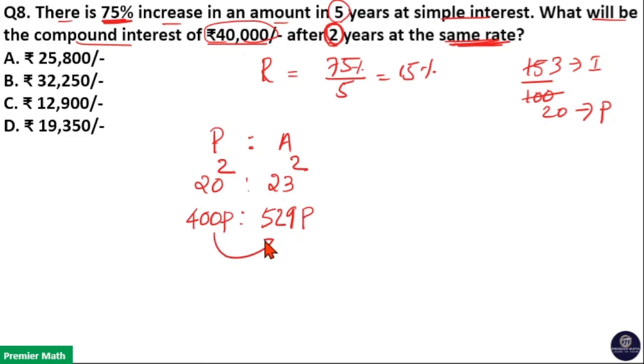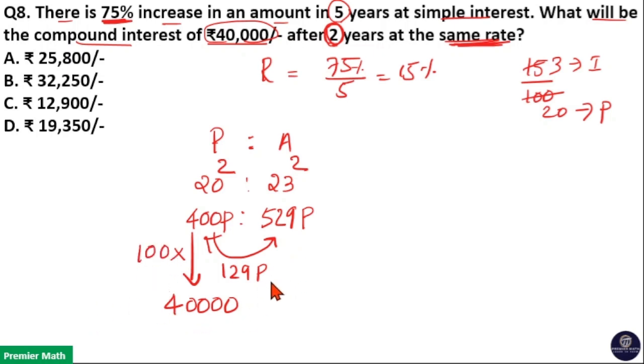If you take the difference between principal and amount, which is equal to 129 parts, 529 minus 400, 129 parts. Here 400 parts is equal to, that is here principal is equal to 40,000. So equate 400 parts with 40,000. Now you can see 400 parts is equal to 40,000 means 400 into 100 is 40,000. So 1 part is equal to 100.